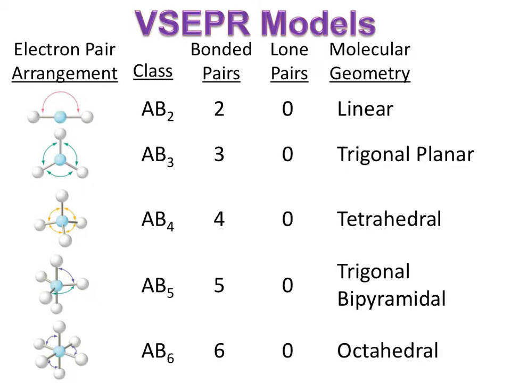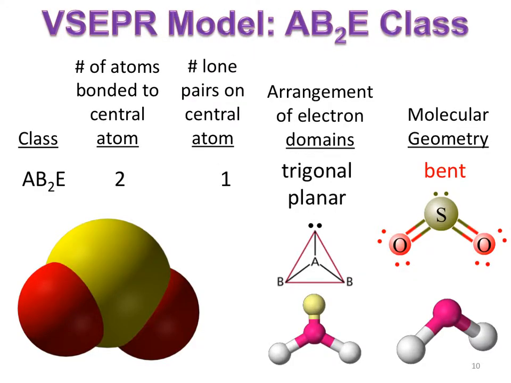This is a summary slide of all 5 classes that we've just looked at from AB2 to AB6. Study it to put together all of the 5 classes that do not have lone pairs. In this next section, we are going to look at molecules that have lone pairs on the central atom. Lone pairs are still part of the electron domain. However, they do not show up in the molecular geometry, but they have an influence upon it.